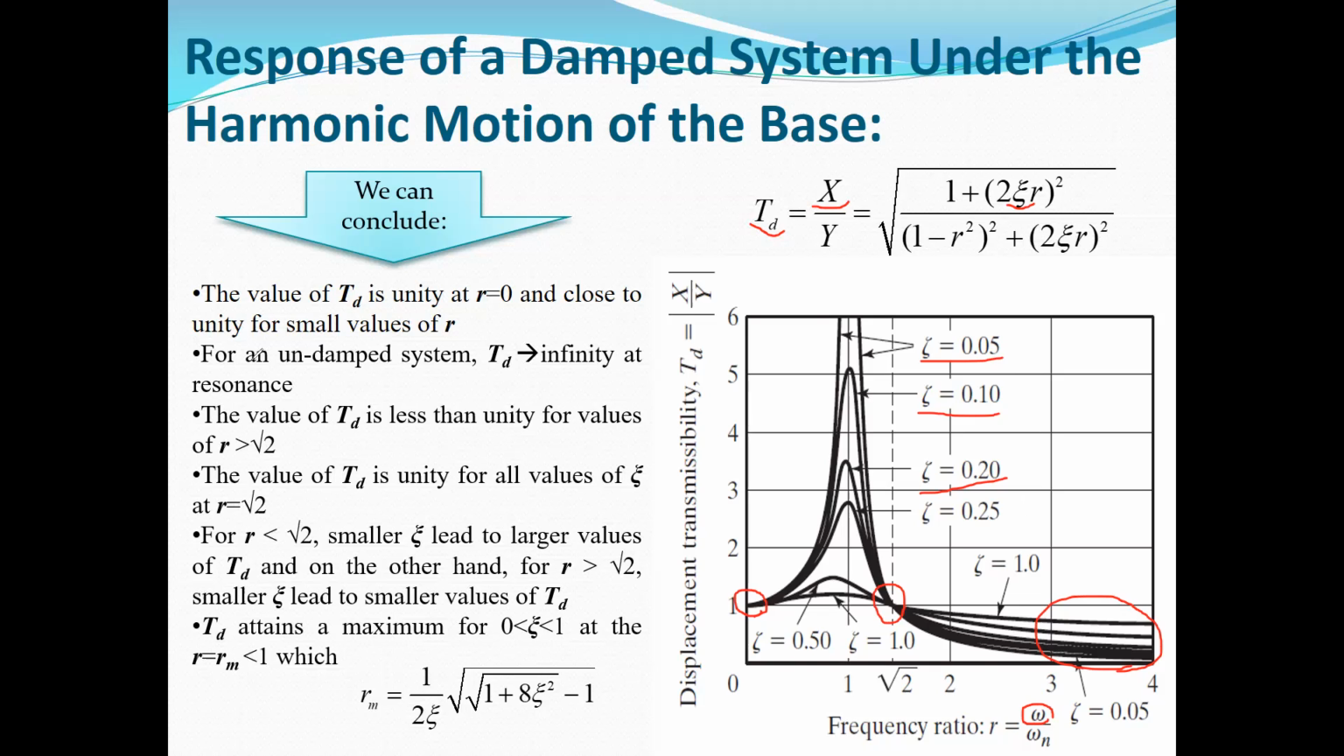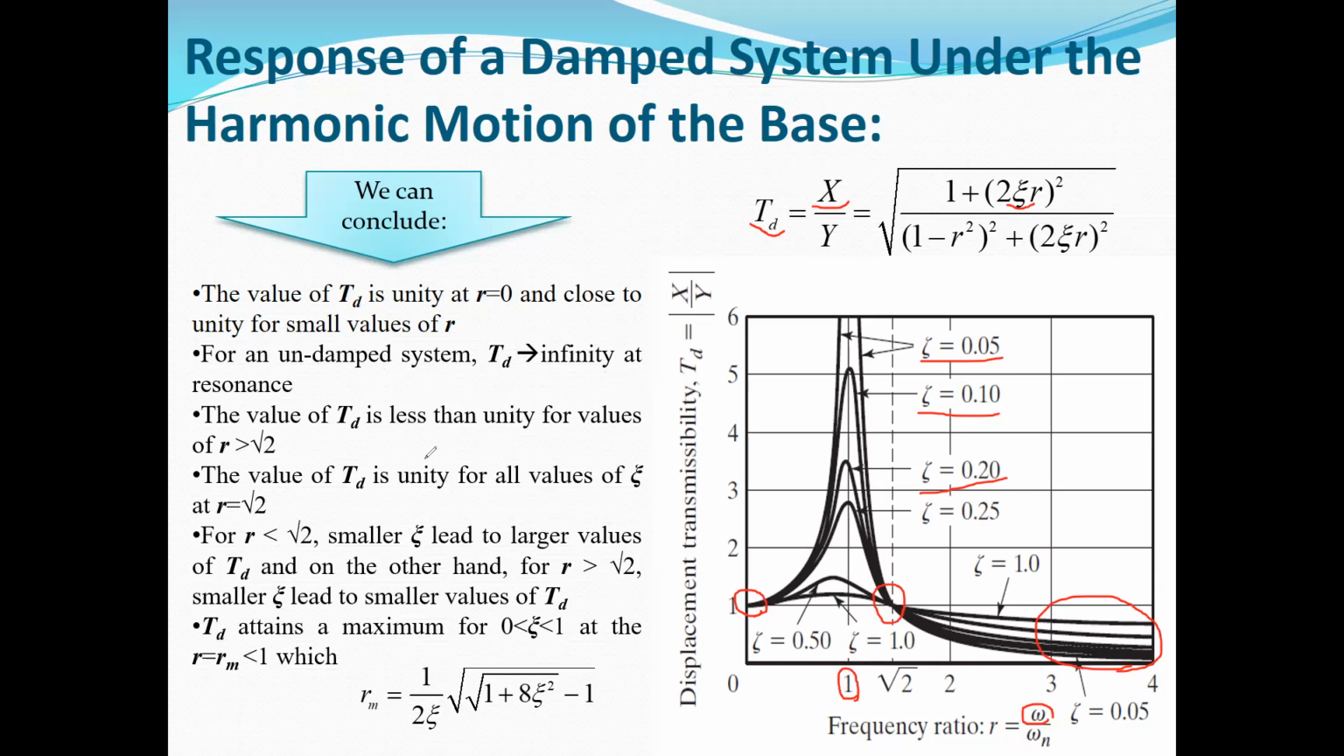The next conclusion is for an undamped system. It's an important conclusion that TD will go to infinity at resonance, here when omega is equal to omega n and the damping ratio is 0. TD will go to infinity, and we call it resonance.